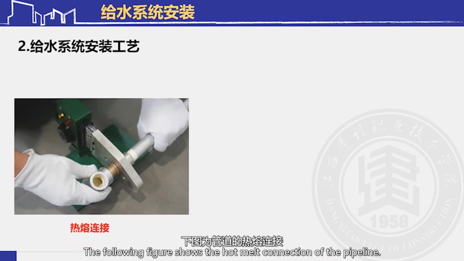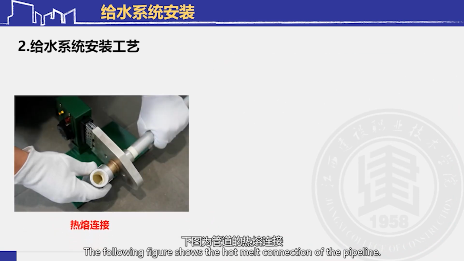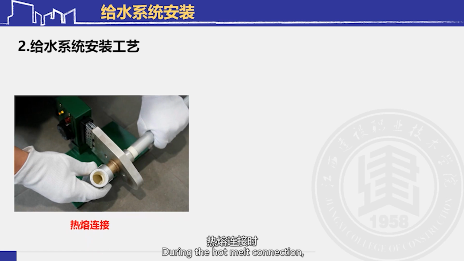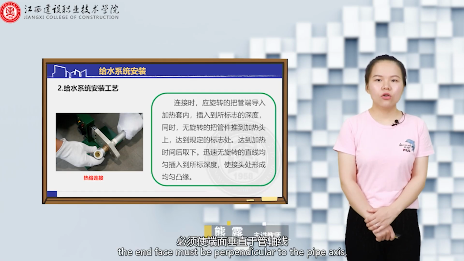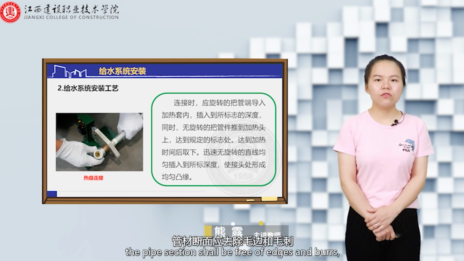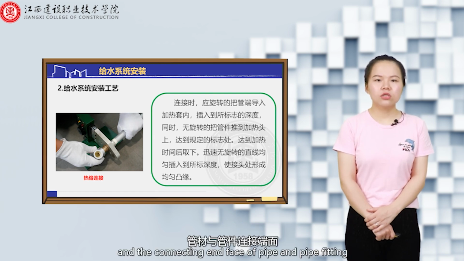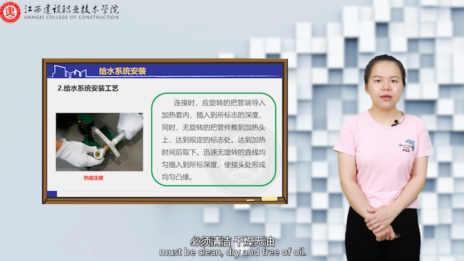The following figure shows the hot melt connection of the pipeline. During the hot melt connection, connect the hot melt tool to the power supply and start the operation only after the working temperature indicator light is on. When cutting pipe, the end face must be perpendicular to the pipe axis. The pipe section shall be free of edges and burrs, and the connecting end face of pipe and pipe fitting must be clean, dry, and free of oil.